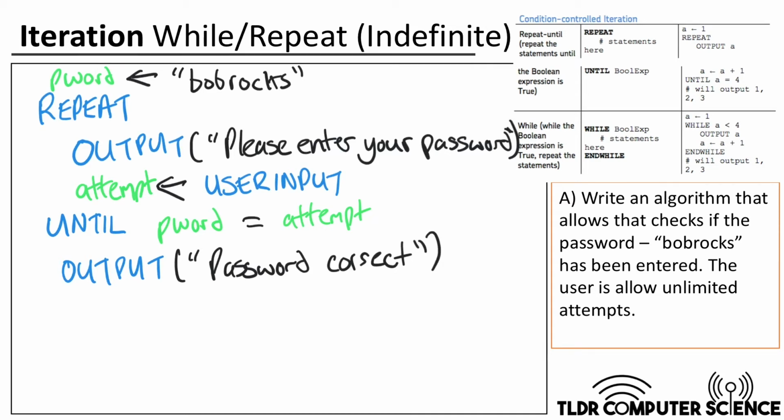Let's just take a moment to evaluate how this worked. Effectively, what's going to happen is in this level here, we can see that password has been set as Bob Rocks. It will then repeat this command here, please enter your password. It will then take in the person's response as attempt, and it will keep looping until password becomes attempt. And then once that happens, the loop will end, and then it will do this message here.